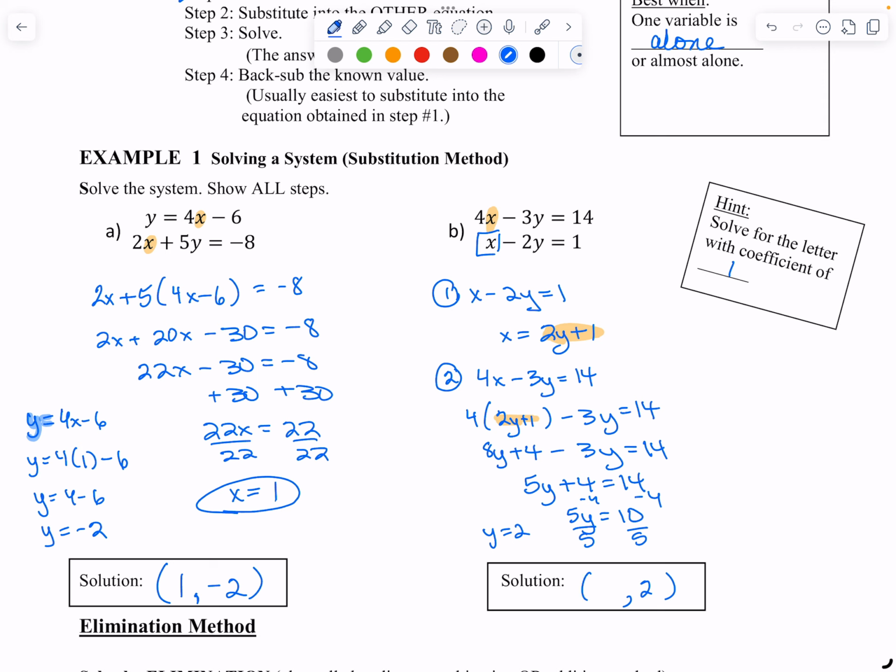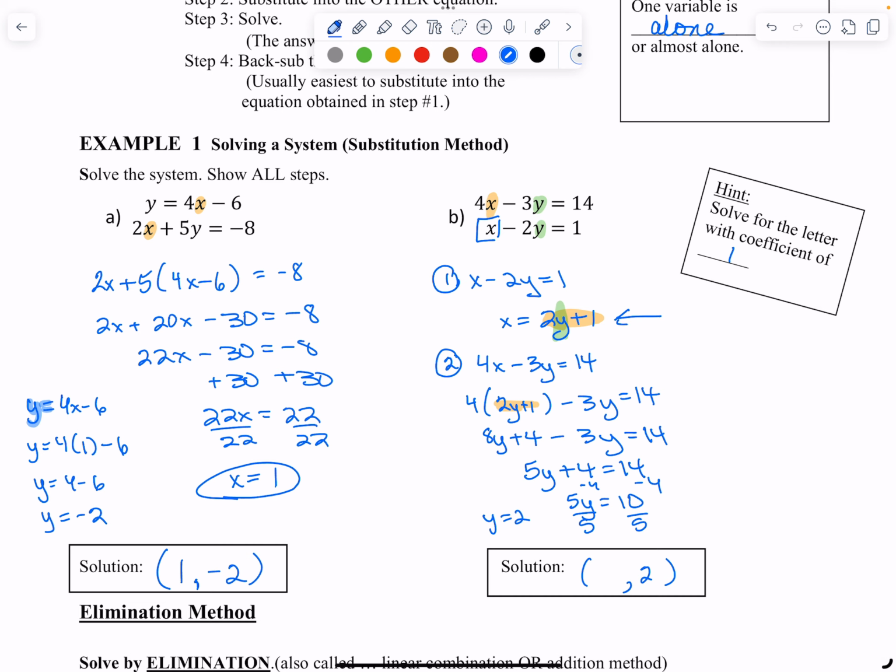And then I come up and again, I could put the y here or here or here. I've got 3 choices. Now the easiest is pretty much always going to be to plug it in where I've solved it for a letter. So x is equal to 2y plus 1. And if we know that my y is 2, then I know that my x is going to be 5.